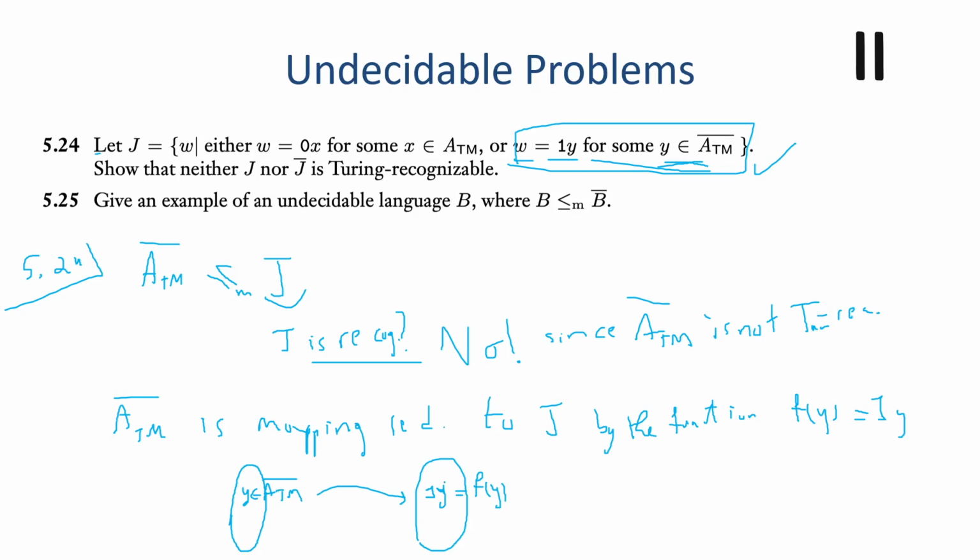So if y belongs to ATM complement, you're just saying, oh, add a 1 to it, and we know that this equals w, which belongs to J. Can you see it? Literally, all that's happening is you're adding a 1. Why does this now belong to J? Because that's how they created it. W equals 1y for some y in ATM complement. So for any y that is in ATM complement, if you plug in a 1 at the beginning, you get something that belongs to J. So you're able to mapping reduce.